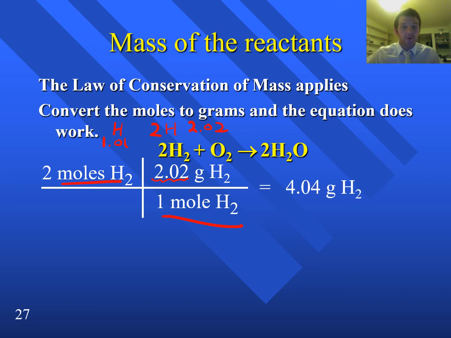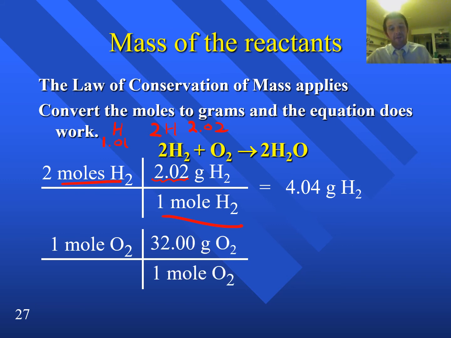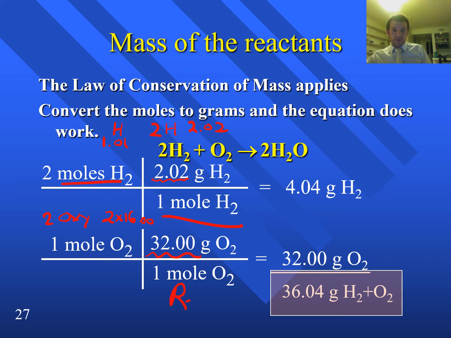So then I know 2 moles of hydrogen is going to mean I need 4.04 grams of hydrogen to start. And then I'm going to just do the same proof. So 1 mole of oxygen, and I got this right off the periodic table again. I have 2 oxygens, which means 2 times 16.00, which gives me 32. So that's going to give me a total of 32 grams. So the total mass of my reactants is going to give me 36.04 grams.